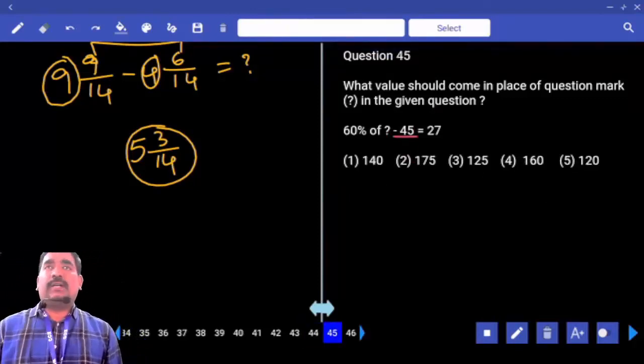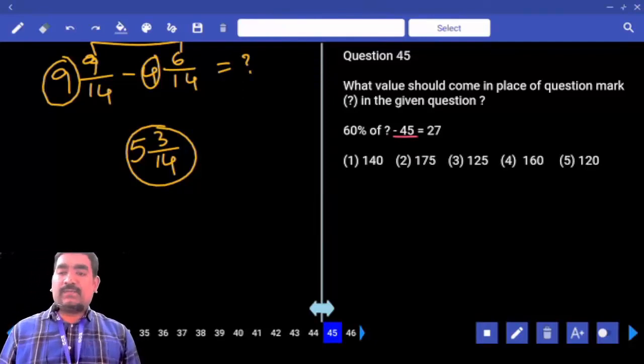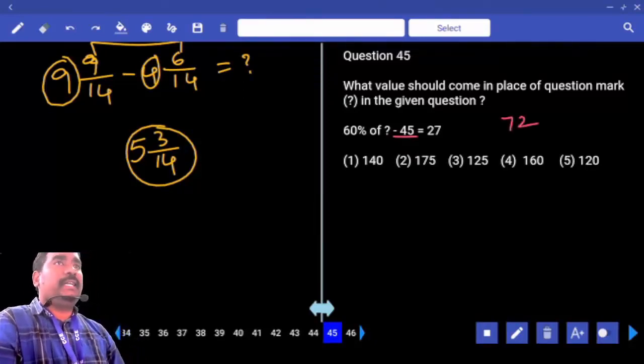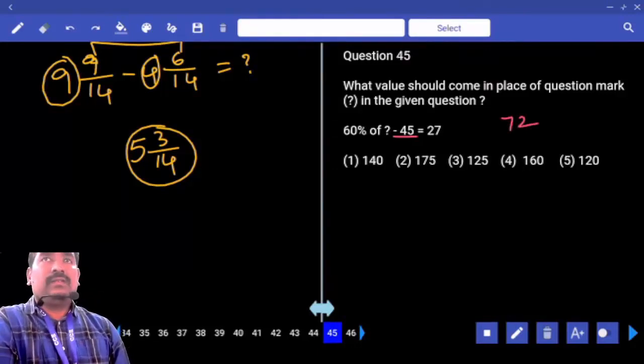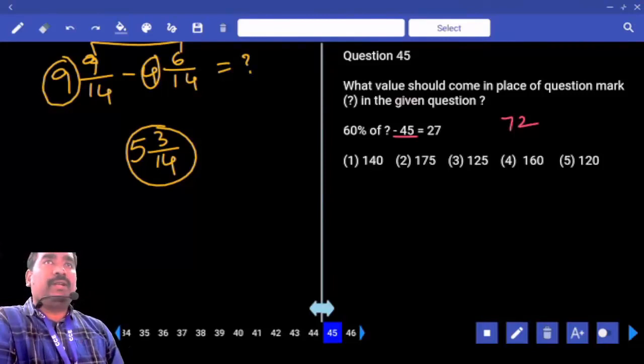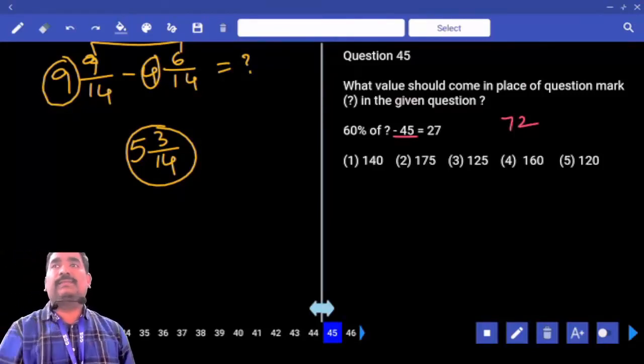Move this minus 45 to the right side, it becomes plus 45. 27 plus 45, 72. 6 how many times 72? 12 times. 120 is your answer.